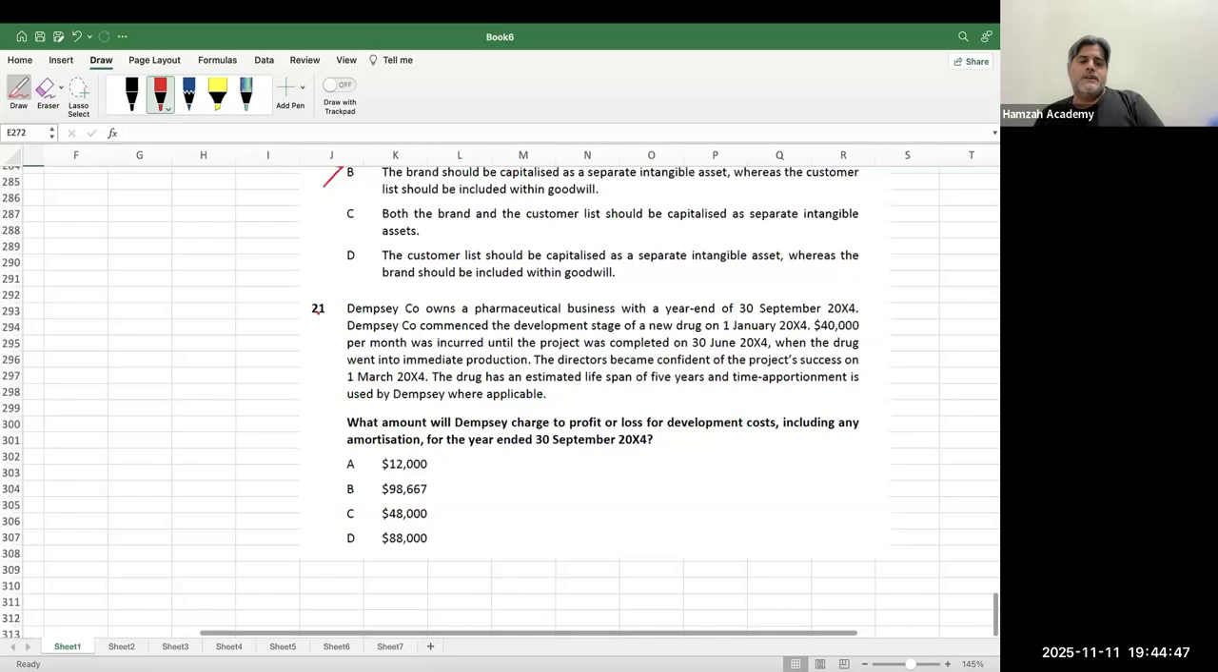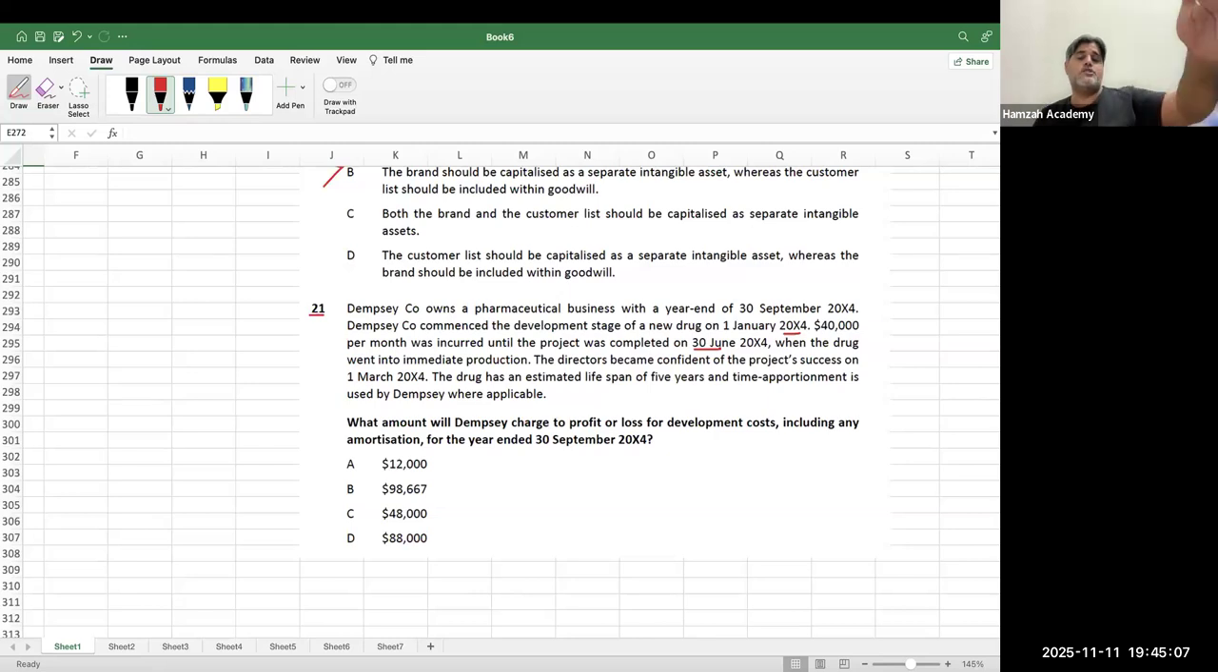Then I have this 21 over here. Dempsey Company owns a pharmaceutical business with the year end of 30th September. Dempsey commenced the development stage of a new drug on 1st January 20X4. So 40,000 per month was incurred until the project was completed on 30th June. See over here, the dates are properly mentioned. From 1st January to 30th June, you spent 40,000 a month. When the drug went into immediate production, the directors became confident of the project's success on 1st March. The drug has an estimated life of 5 years.